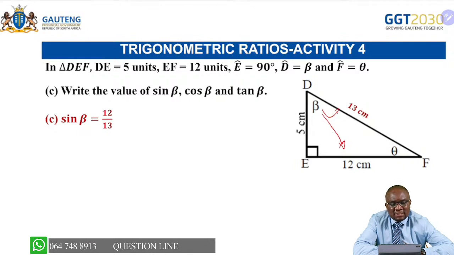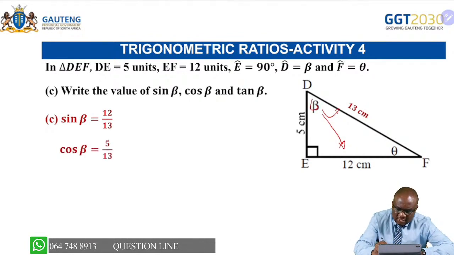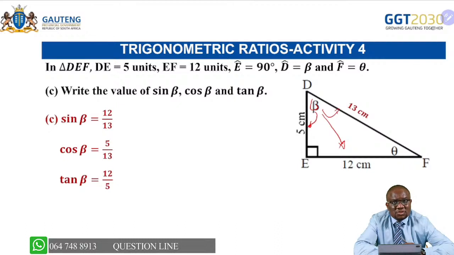And then what is cos beta? Cos beta, grade 10s, is going to be adjacent over hypotenuse, so it's 5 over 13. Adjacent is this one, and the hypotenuse is 13 there. And then tan beta is 12 over 5, because for beta the opposite is this, and the adjacent is 5 there. So it's 12 over 5.